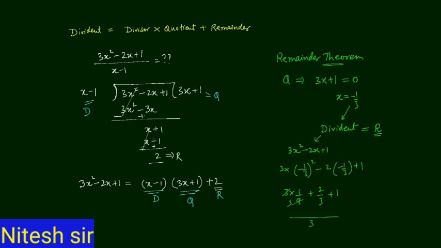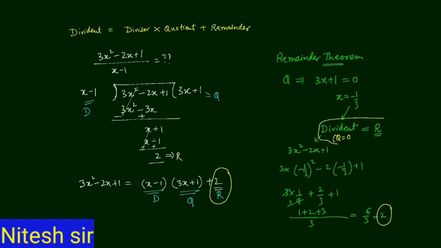So simply we are squaring, then 1 plus 2 plus 3, that is 6 upon 3, that is 2. See, we have put the value x equal to −1/3 in that polynomial, and we are getting the remainder, that is 2. So without division we can calculate.